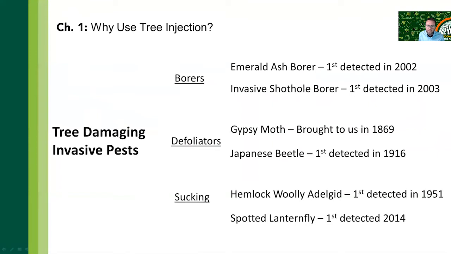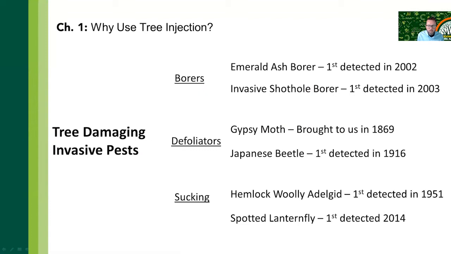So we have our boring insects like emerald ash borer, which was first detected in the US in 2002. Of course, we realized it was introduced long before that. We have invasive shot hole borer, which is affecting trees in California, which was first detected back in 2003, about the same time as emerald ash borer. And then we have our defoliating insects.